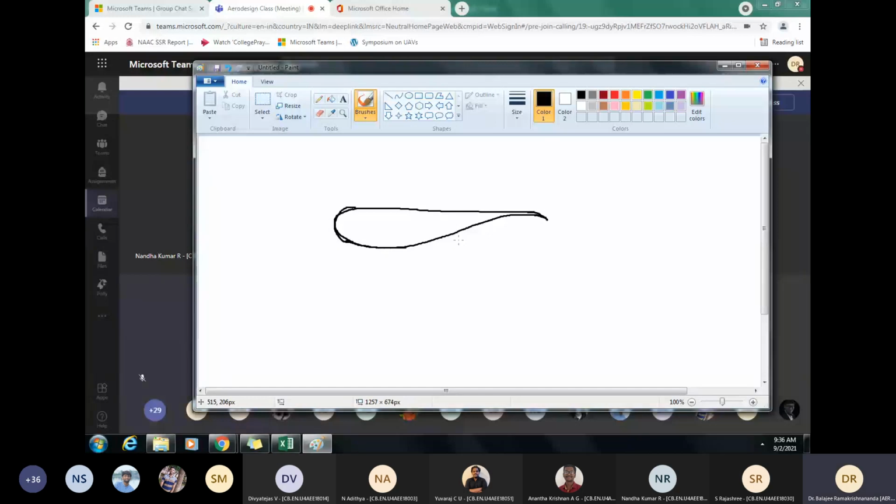Does it reduce the critical Mach number? Does it decrease the critical Mach number in any way? Sir, I think critical Mach number will be on the later part of the airfoil. No, no, no. There are two Mach numbers. Let's get two things clear. Let me rub off this.